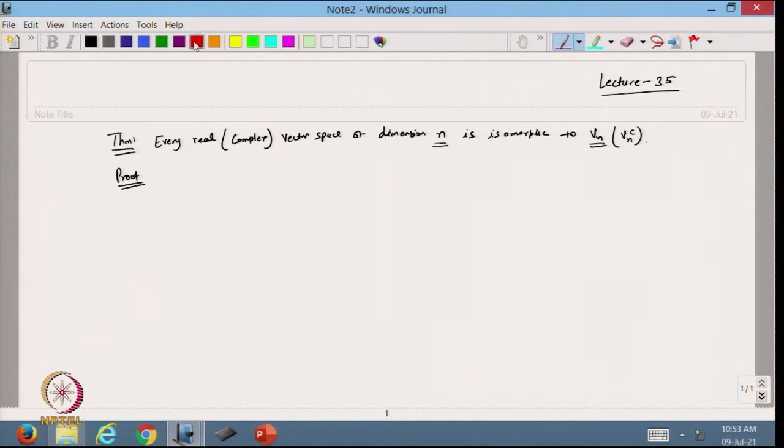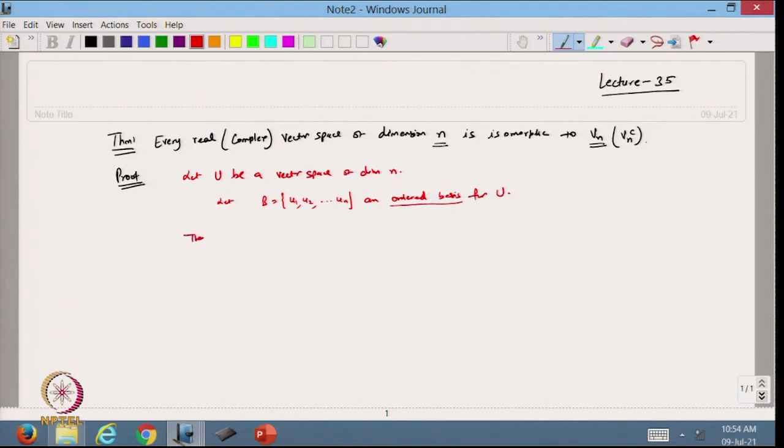Now, for this, let U be a vector space of dimension n. Suppose this is the dimension n, then let us also take the set B, u1, u2, up to un, an ordered basis for U. So we are taking the ordered basis of U, and this is of dimension n.